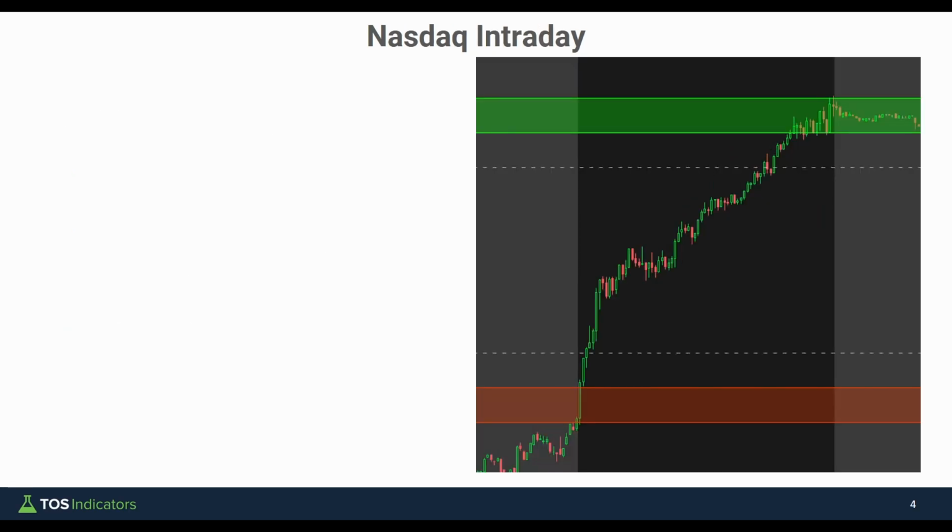Now, here's what the intraday activity looked like inside of the Nasdaq. We had a strong trend day. In fact, it was so strong that we saw 0 pullbacks.